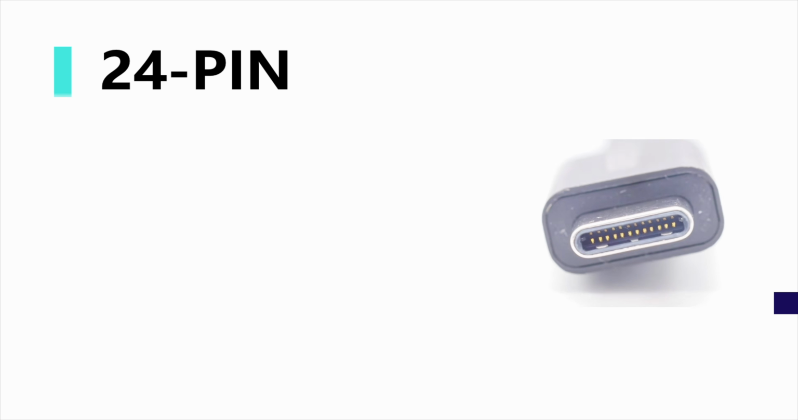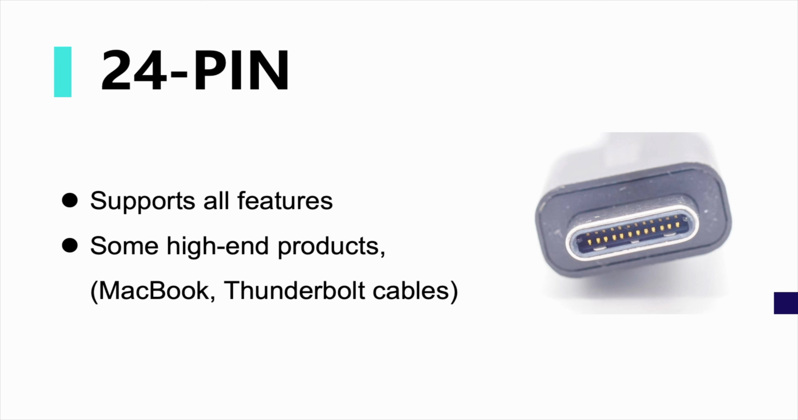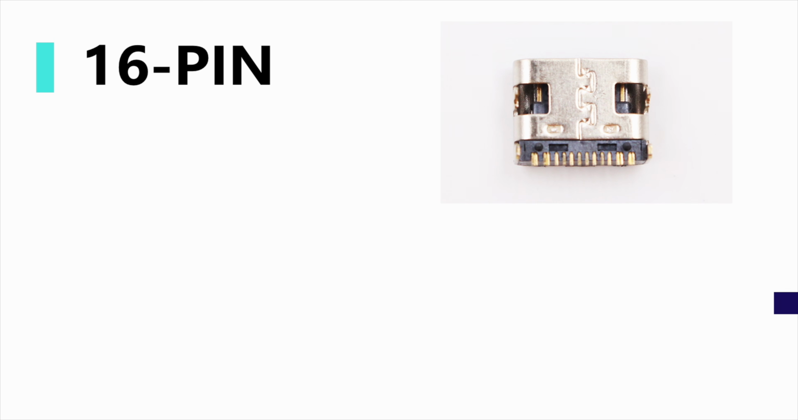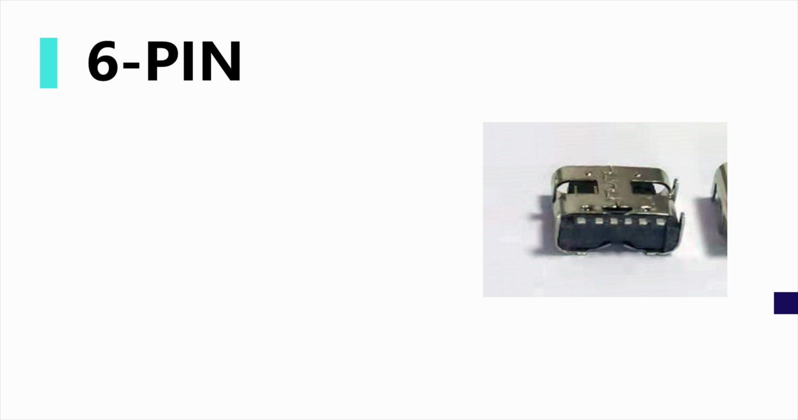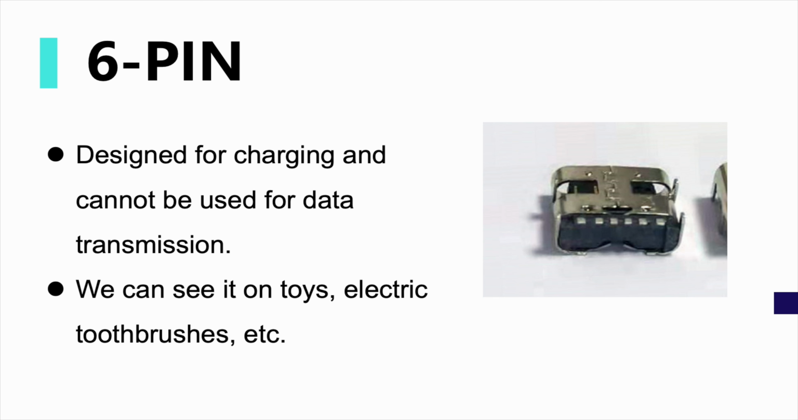As mentioned, the 24-pin USB-C connector supports all features. We can find it in some high-end products such as MacBook, Thunderbolt cables, etc. The 16-pin connector is the most common type of USB-C connector. Sometimes 2 VBus and 2 GND pins at both ends are soldered together. So we also call it 12-pin USB-C connector. The transmission speed will be much slower, only for basic needs. Then the 6-pin connector is designed for charging and cannot be used for data transmission. We can see it on toys, electric toothbrushes, etc., because they do not need to transfer data.